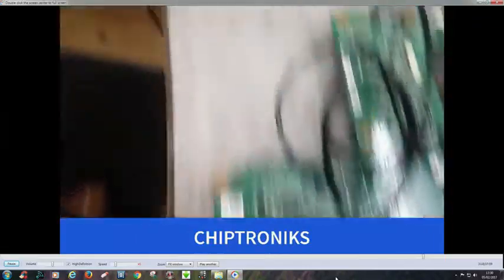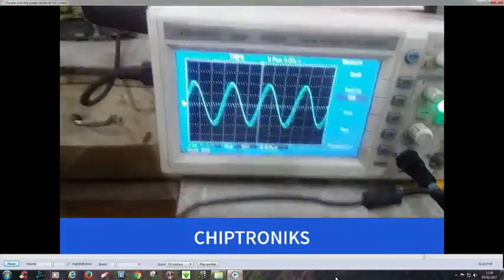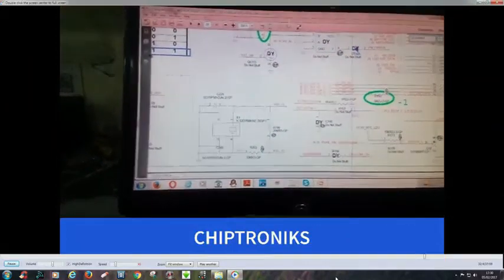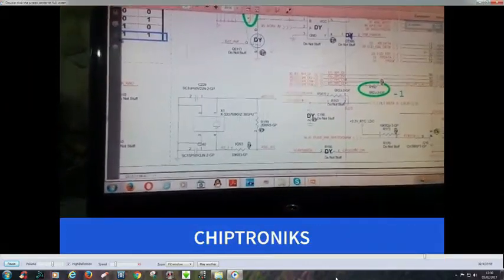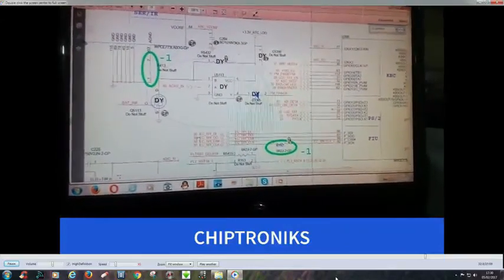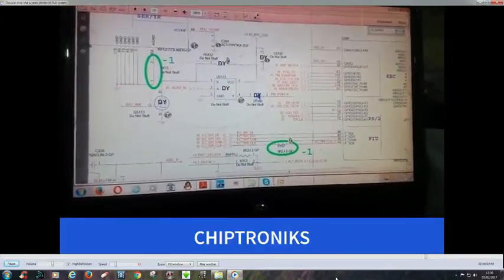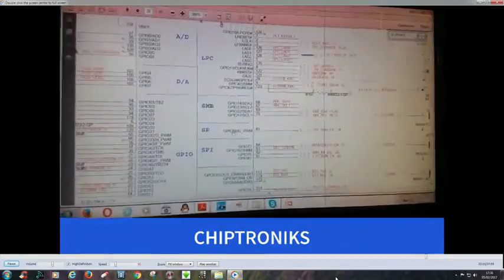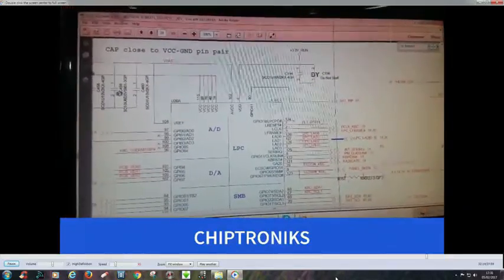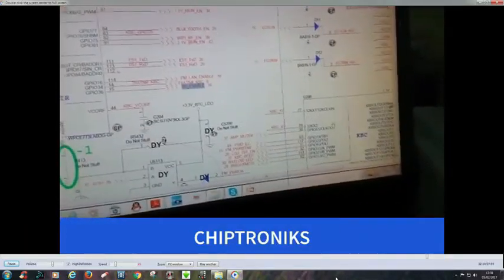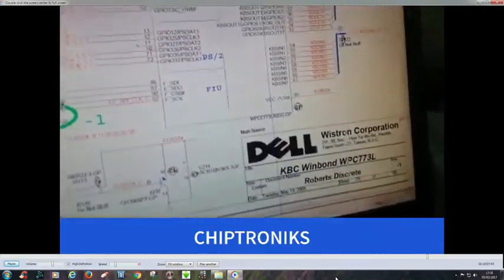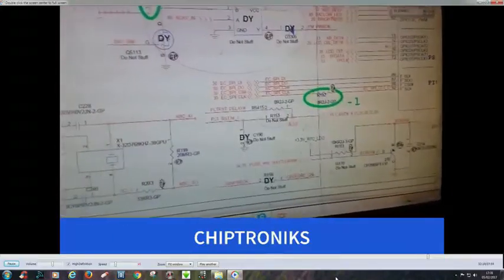So this is how a crystal operates. So this crystal is also giving the correct outputs. So we have made the first three conditions, that is supply we already checked over here, reset we have checked over here, and clock we have already checked.